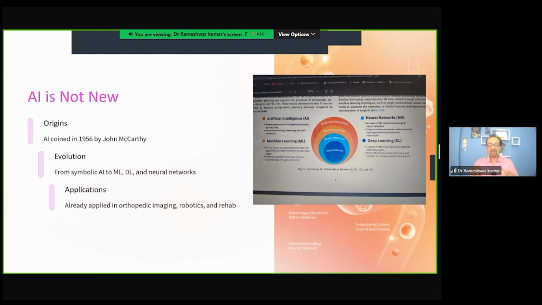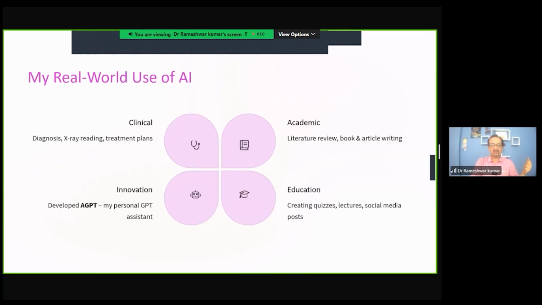Even in orthopedics, there is a lot of literature. Before this I was not aware that a lot of studies had been done, especially in orthopedics, on the use of artificial intelligence, machine learning, deep learning, and neural networks. Going through the literature, I learned that AI started right from 1956 by McCarthy, and before the launch of ChatGPT its use was there in orthopedics, from imaging to robotics and rehabilitation.